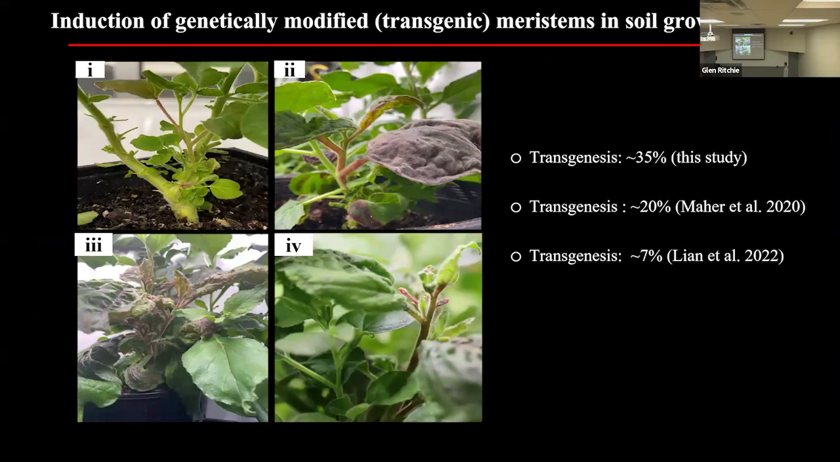Similarly, for induction of genetically modified plants, or transgenesis, these pictures show transgenesis. All the new red branches here are transgenic branches emerging from the site where I injected my construct. They have the Ruby gene expressed in all the branches. Comparing to the previous studies, in this study I have transgenesis of about 35%, whereas transgenesis in the previous studies was 20% and 7% respectively. So both gene editing efficiency and transgenesis have increased in this study.